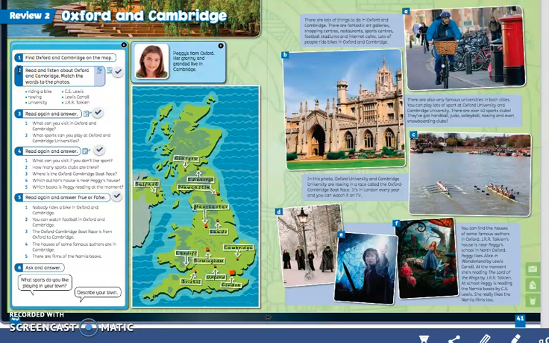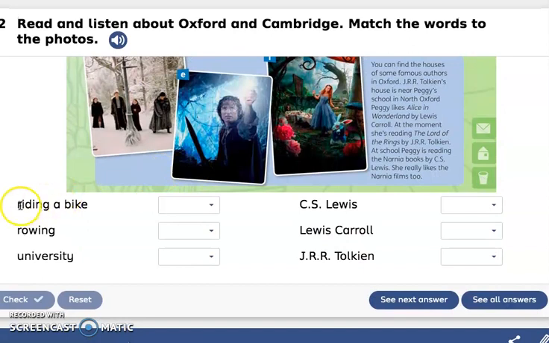What do you need to do in activity 2? You need to look at the photos. Can you see A, B, C, D, E, and F? So copy activity 2 and copy these words like this. So copy in your notebook: riding a bike, leave a space, rowing, university, C.S. Lewis, Lewis Carroll, and J.R.R. Tolkien. And what you need to do is look for this in the photos.